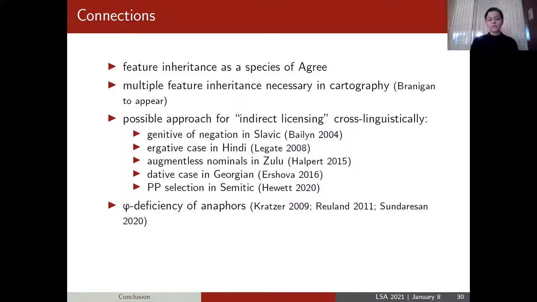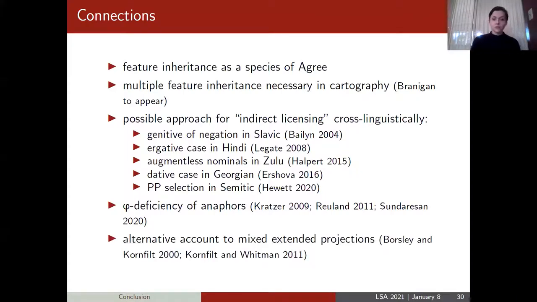I think this also could tell us something about the particular nature of phi deficiency in anaphors, because it crucially has to be such that you can differentiate between anaphors and other types of arguments to allow for this kind of deficient agreement in nominalizations. There's been some work that has proposed that nominalizations include mixed extended projections, like a nominal T, maybe nominal aspect. I think this could be an alternative account where, instead of having extended projections specified by part of speech, their properties depend on whether or not they're merged under a higher C head.